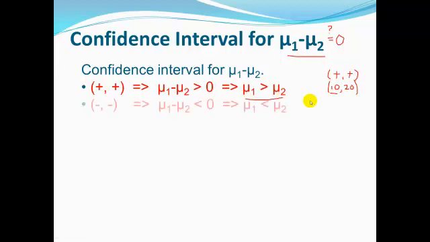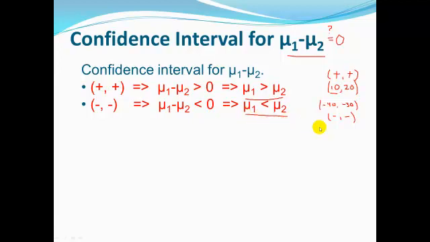Now the opposite case would be when you have two negative numbers. So you have, say, negative 40 as the lower endpoint and negative 30 as the upper endpoint. In this case, you have a negative lower endpoint and a negative upper endpoint. In this case, we would say we're 95% confident, or whatever our reliability level is, that mu1 minus mu2 is less than 0, and so our conclusion is going to be the first mean is less than the second mean.